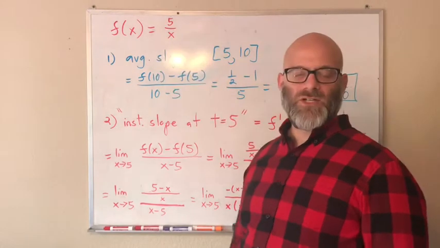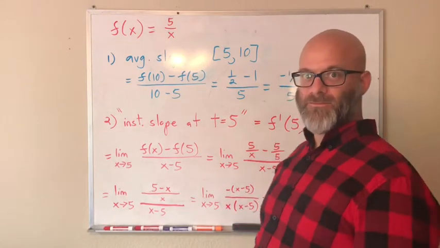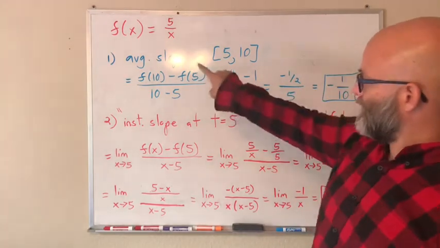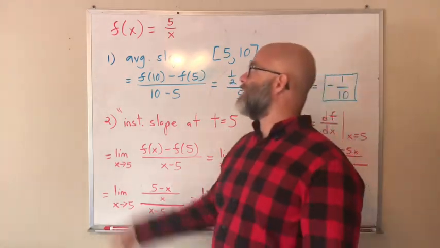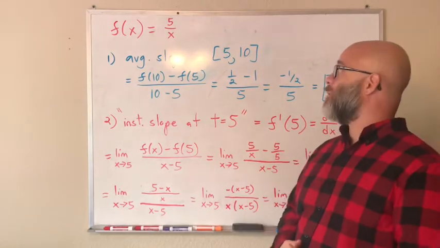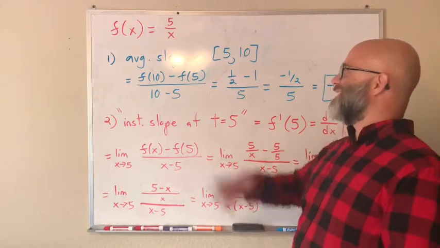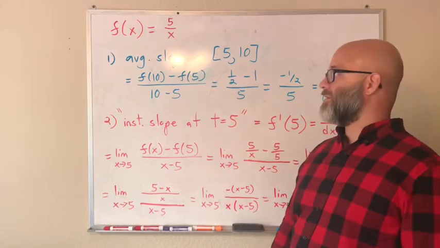So what type of function is f? A reciprocal function. You know what its graph looks like, right? Looks like this and like that. You've known this for a long time. So f of x equals 5 over x. How am I going to calculate its average slope on the interval from 5 to 10? Difference quotient. f of 10 minus f of 5 over 10 minus 5.